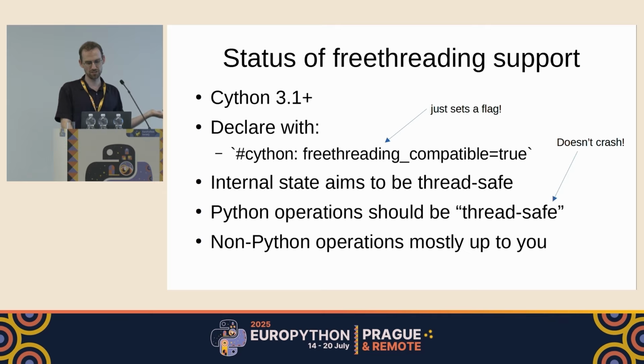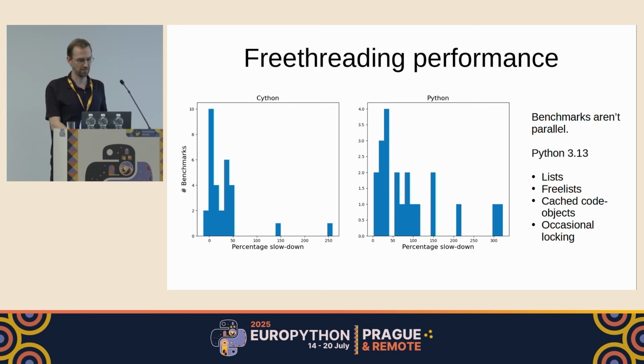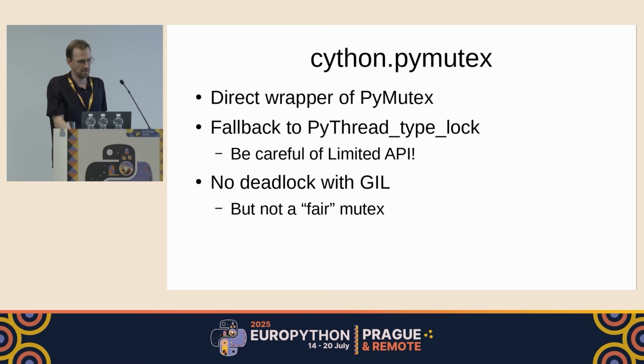Python thread operations should be mostly thread safe. Non-Python operations are up to you, but the internal state aims to be thread safe. We don't aim to mess up because you're doing things. Running a bunch of benchmarks we've got, the performance is a little worse, about a 25% slowdown we're finding. None of these benchmarks are particularly relevant to parallelizing, but don't expect the performance to be quite as good.